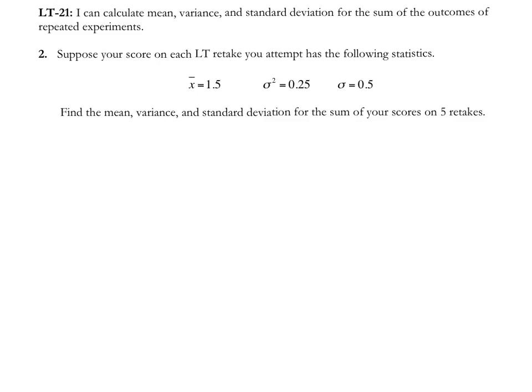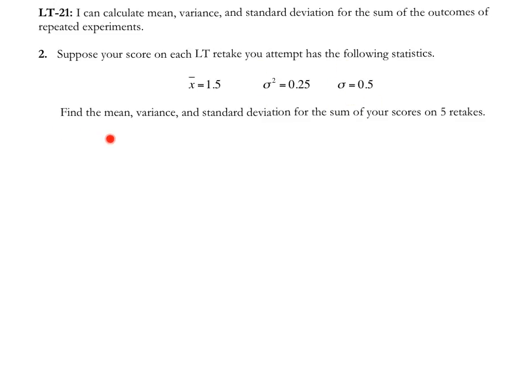In this problem, it says, suppose your score on each learning target retake you attempt has the following statistics, where you either get a 0, a 1, or a 2. 2 is completely right, 1 is you made a mistake, 0 is you didn't really show much conceptual understanding of the topic. And suppose that your score has these statistics. So you have a mean of 1.5, variance of 0.25, and standard deviation of 0.5.